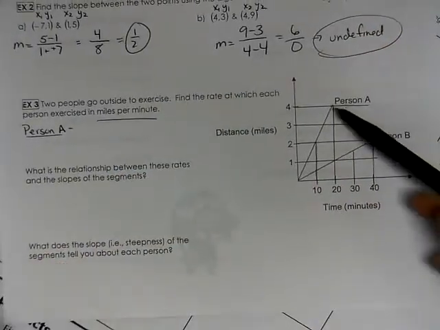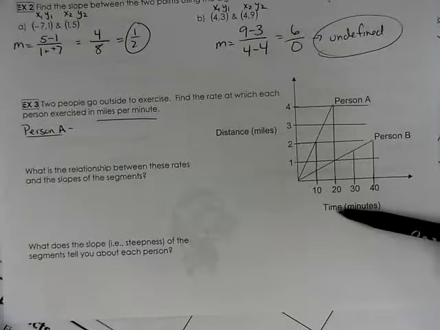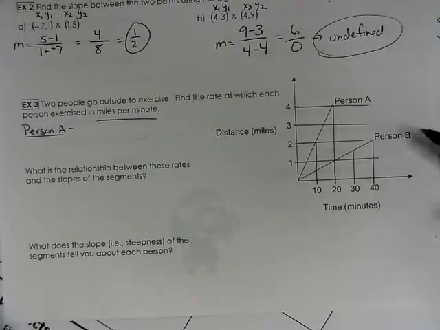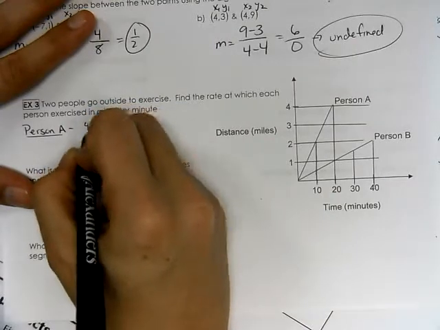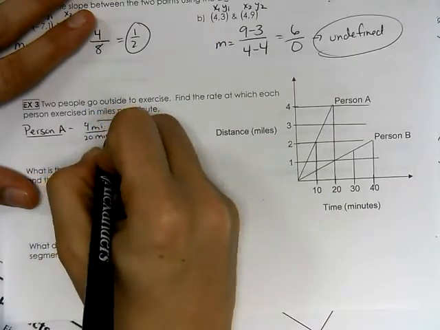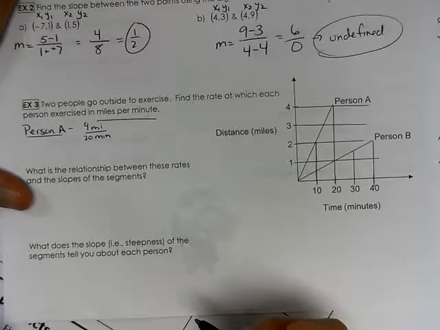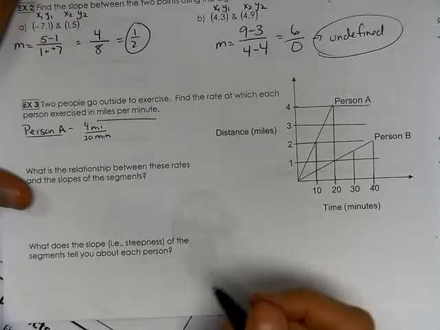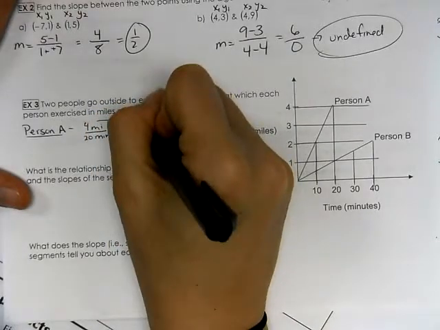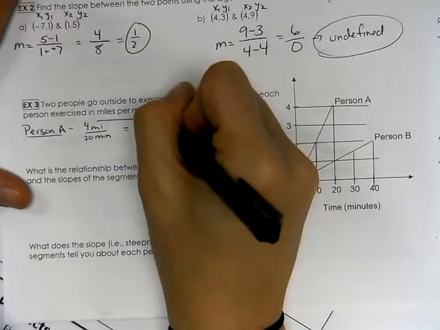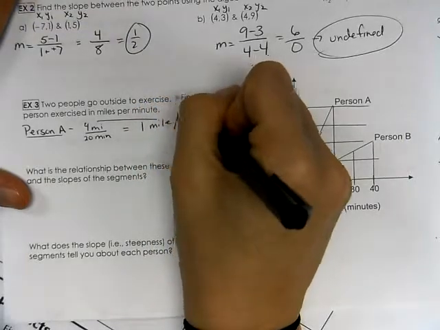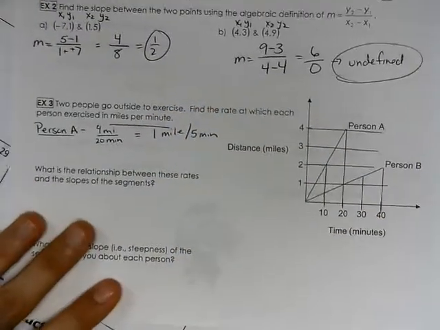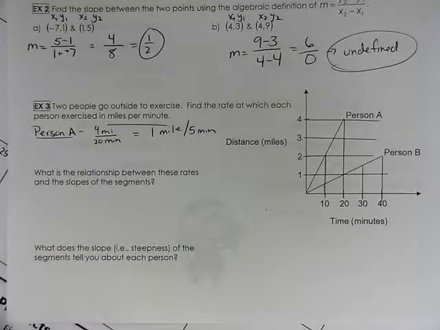So person A goes 4 miles in 20 minutes. So if I reduce that, she goes 4 miles in 20 minutes. What would that reduce to? One-fifth? So 1 mile for every 5 minutes. That person has a 5-minute mile.